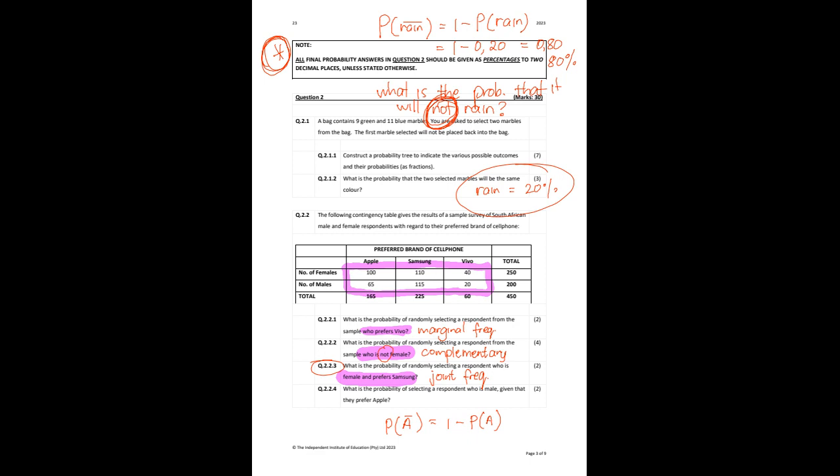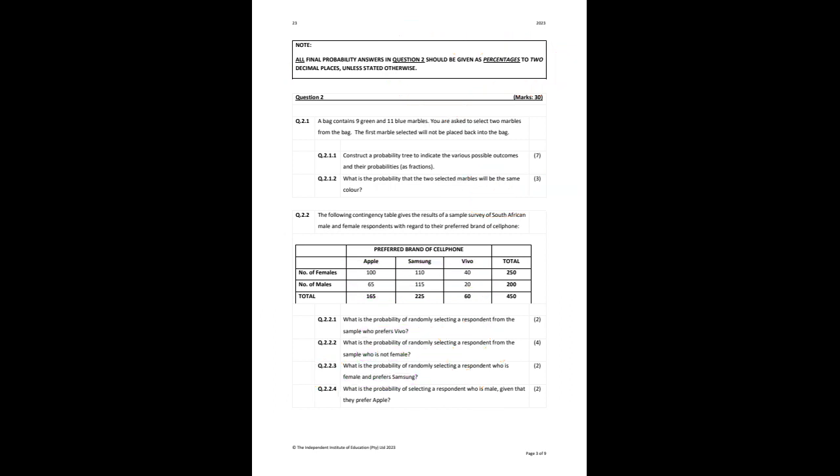And then 2.2.4, the last one here, is saying to you, what is the probability of selecting a respondent who is male given that they prefer Apple? So here, the word given indicates to you that this is a conditional probability. So a conditional probability immediately is indicating that your sample size changes, meaning instead of your entire sample size n being your denominator, you are narrowing it down to the given portion.